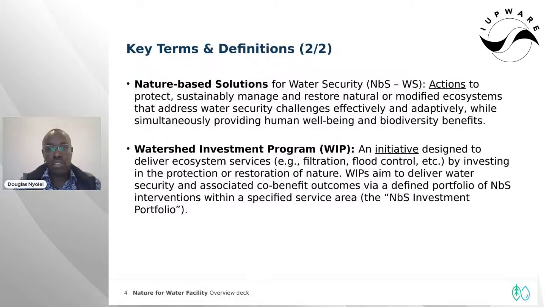Then we have the Watershed Investment Program, which is all about the discussion here. This is an initiative designed to deliver ecosystem services, for example, filtration and flood control. This happens by investing in the protection or restoration of nature. So we work with different stakeholders using different governance approaches, bringing the business component, the finance component, and the technical aspects related to water into something that is able to deliver success in terms of water security.